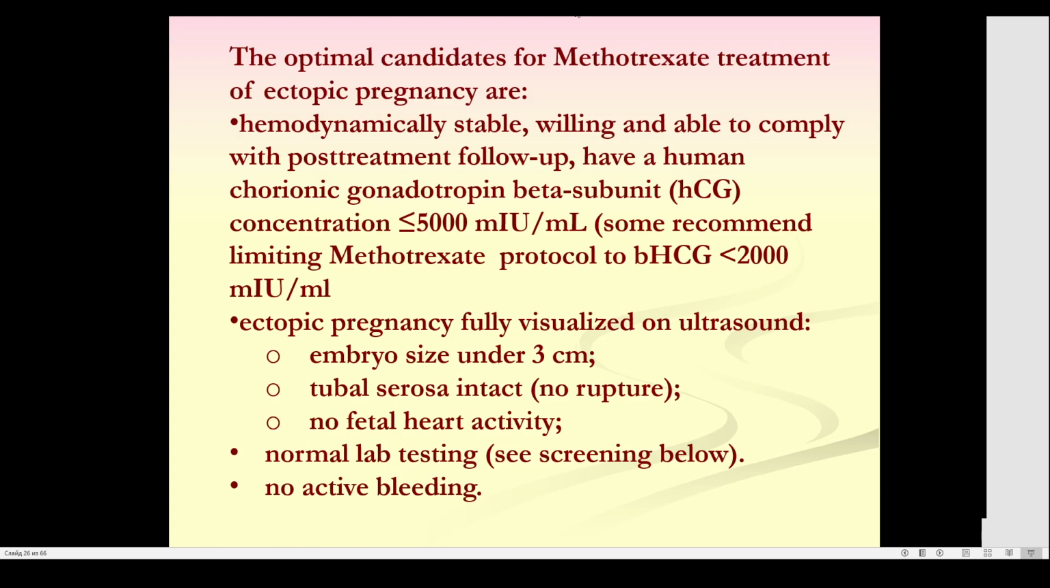The optimal candidates for methotrexate treatment of ectopic pregnancy are hemodynamically stable, willing and able to comply with post-treatment follow-up, have a human chorionic gonadotropin beta subunit concentration less than 5,000 milli-international units per milliliter, ectopic pregnancy fully visualized on ultrasound, embryo size under 3 cm, tubal serosa intact, no rupture, no fetal heart activity, normal lab testing, and no active bleeding.